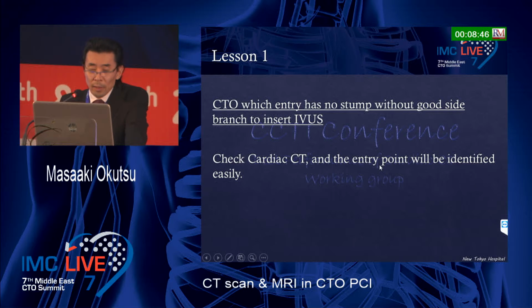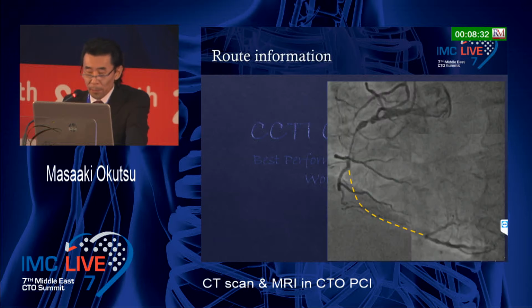And then the lesson one: the CTO lesion without a stump and no good side branch. Check the CT and the entry point will be identified very easily. And the next is the route information.